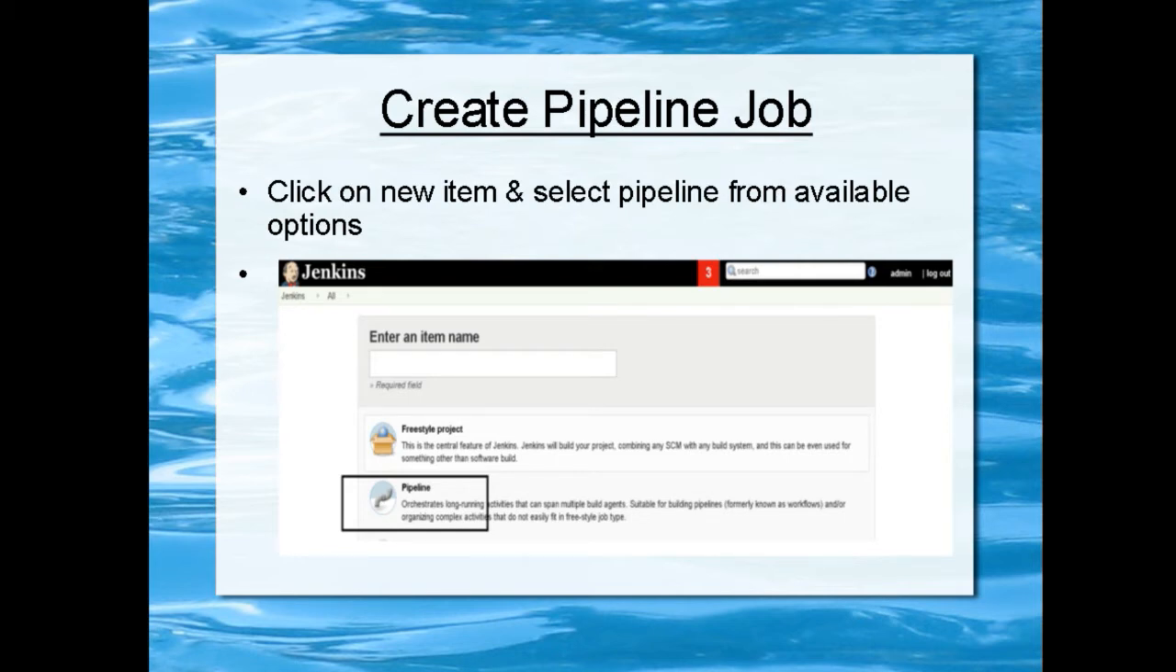So you need to log into your Jenkins server and make the Jenkins application up and running. Once you do that, just log in, and when you click on new, you will see various options. You need to select the pipeline.